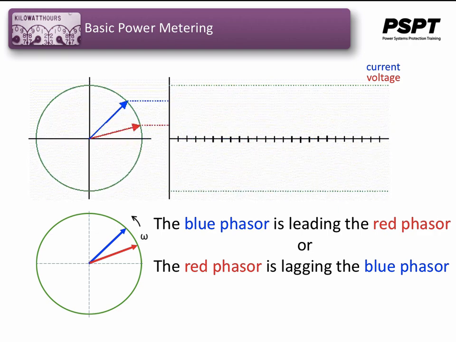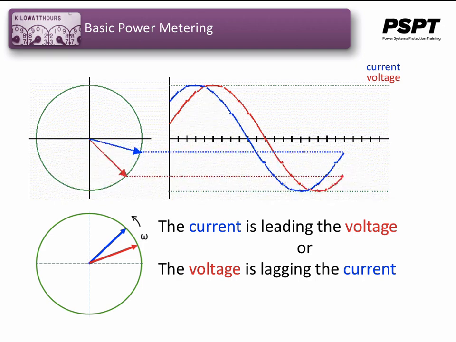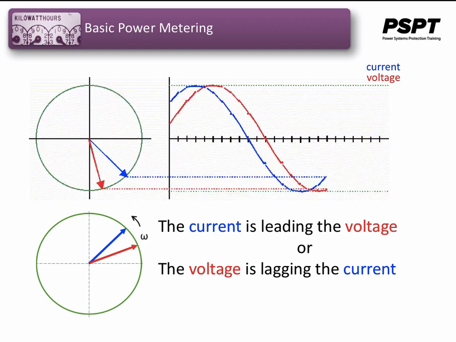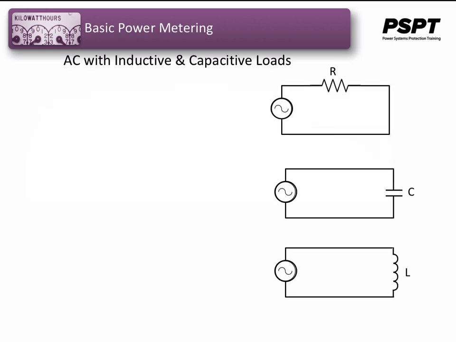If the blue phasor is current and the red phasor is voltage, the current is said to be leading the voltage, or conversely, the voltage is lagging the current. Let's look at the voltage and current phasors with a resistive, inductive, and capacitive load.